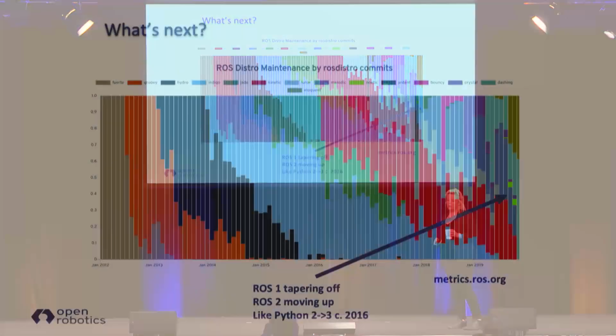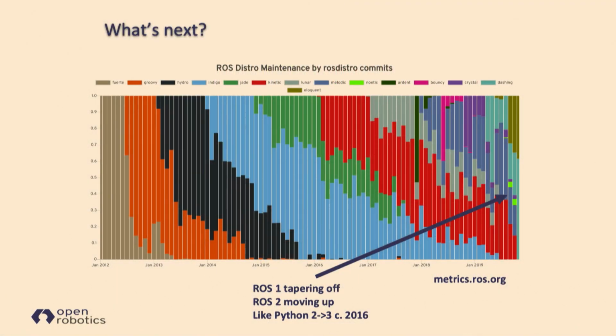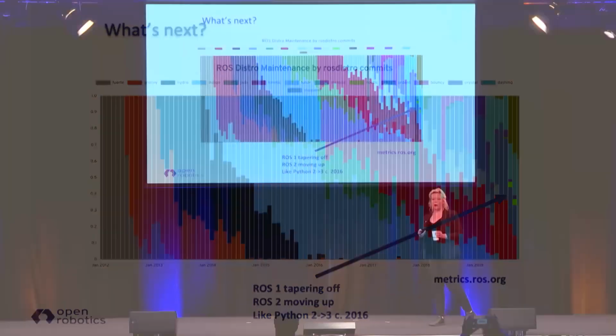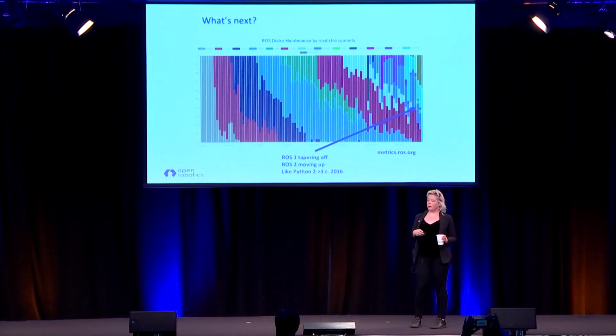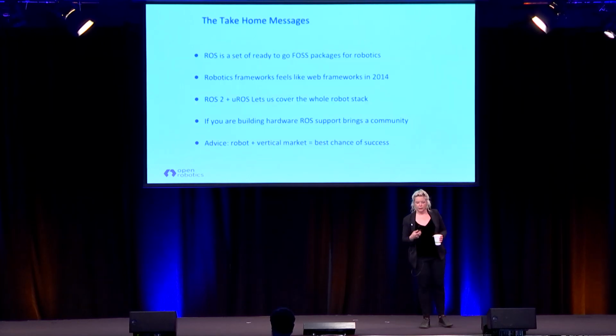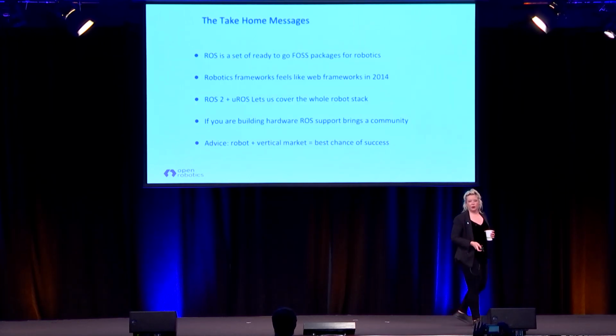I wanted to show you where things were going. So this is ROS distro by commits, and right here at the very far right is November. Basically where we're at now is that ROS1 development is winding down, and we're at parity with ROS2 development. So if you're interested in these things, if you're starting a project, ROS2 is definitely where you should be looking.